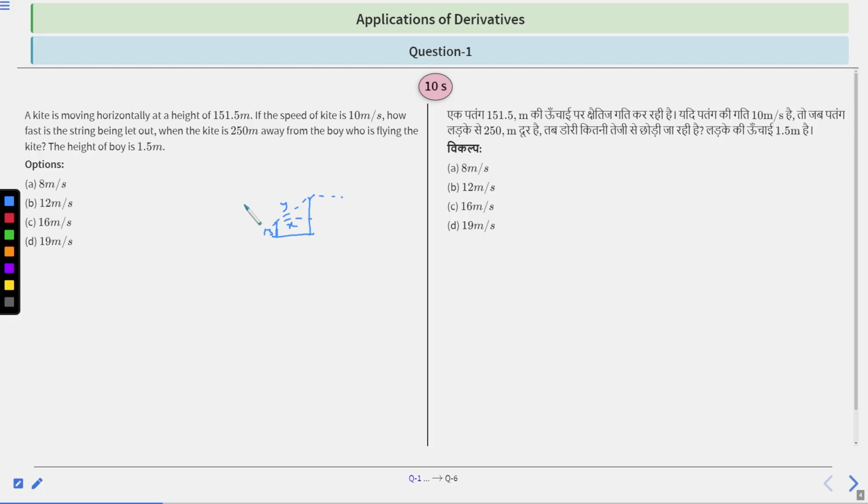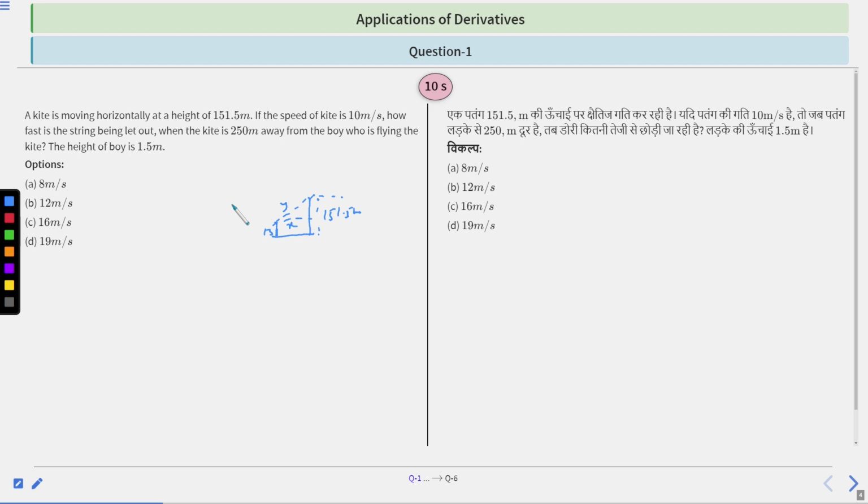Kite is moving horizontally, and this height is basically 151.5 meter. When the kite is 250 meter away from the boy, that is, when y is equal to 250 meter, then we have to find the dy by dt.